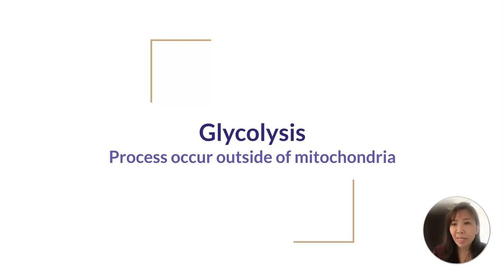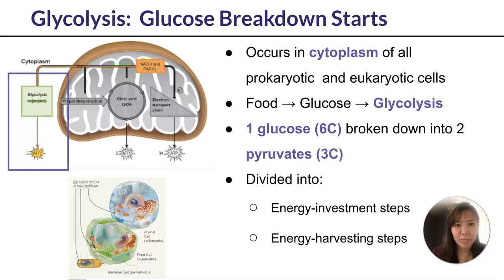So the first one is glycolysis. So again, this happens outside of the mitochondria. And in glycolysis, which occurs in the cytoplasm, so outside of mitochondria, what happens is we take the food that we consume and harvest the glucose, and we break down that glucose into 2 molecules called pyruvate. So glucose, if you recall, is a 6-carbon sugar, right? So we're basically going to take that 6-carbon sugar and break it into 2 3-carbon sugars.